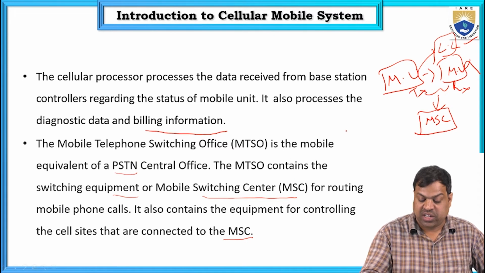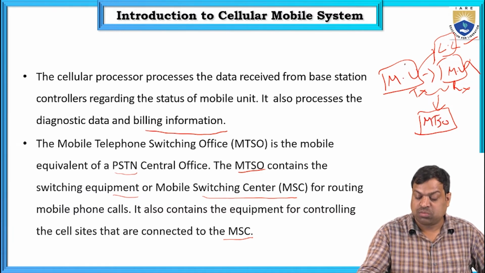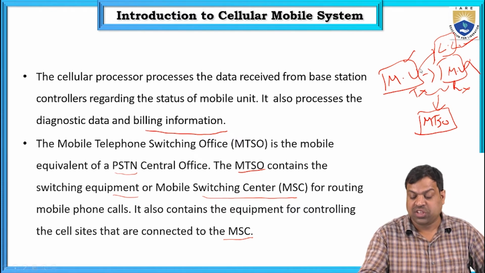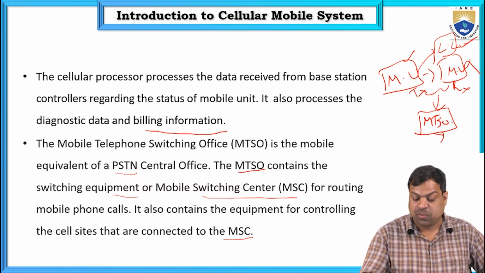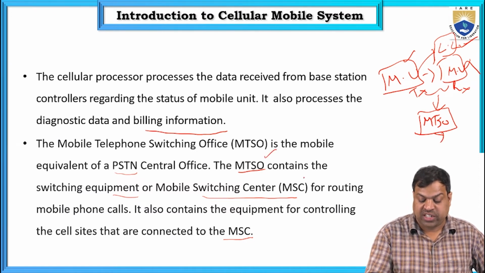So I'm using a MTSO, mobile telephone switching office. Why? Because here I use a mobile unit and a landline. So both I use, the communication between the mobile phone and the landline. That is the reason I'm taking it as a MTSO. So here it is a MTSO, and it is a MSA.